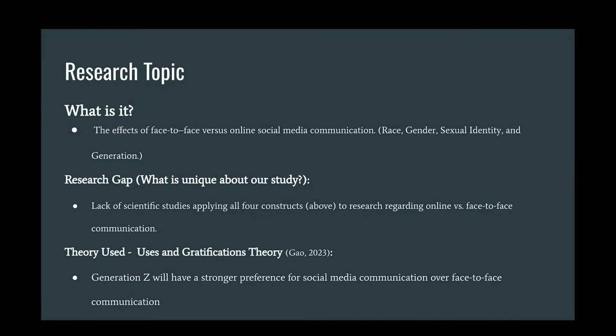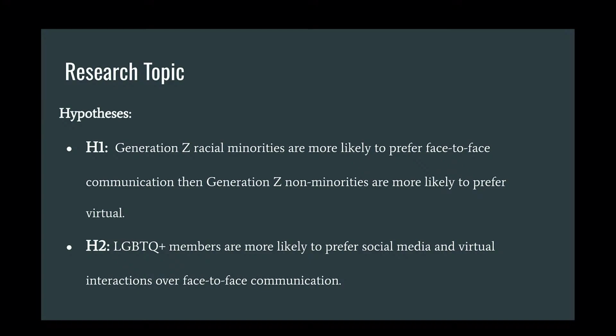For the main theory, we used the uses and gratifications theory, and this theory basically suggests that individuals usually satisfy themselves using media sources that satisfy their needs the best. For example, it could be with connection, information, entertainment, and social identity. Going along with our theory, we suggested that Generation Z will have a stronger preference for social media communication versus face-to-face. Next, we will dive into our two main hypotheses.